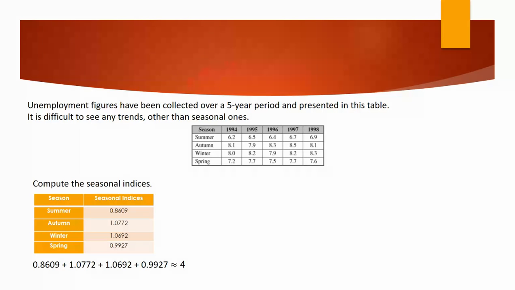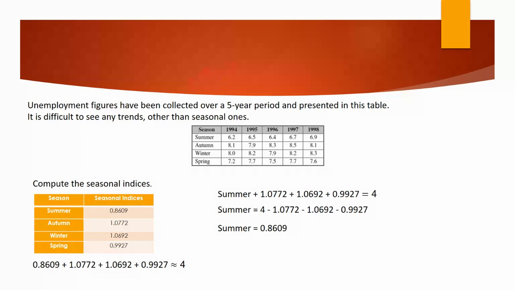Now, let's say the seasonal index for summer is not given, just like this. To find the seasonal index for summer, you know the sum of all four seasons is 4. Therefore, to find the seasonal index value for summer, 4 minus the other three values, and you will get the seasonal index for summer. If you notice, the value 4 here is not fixed. It is based on the number of seasons given.